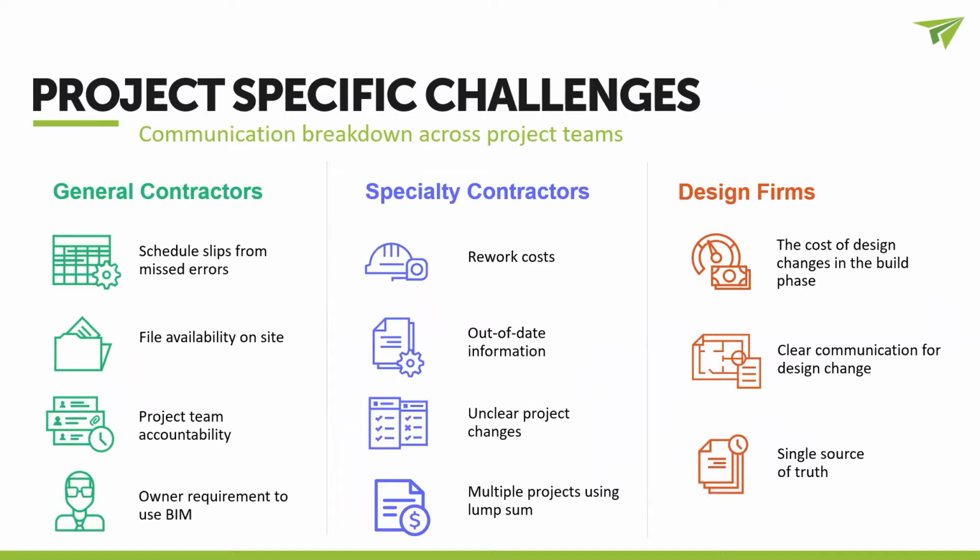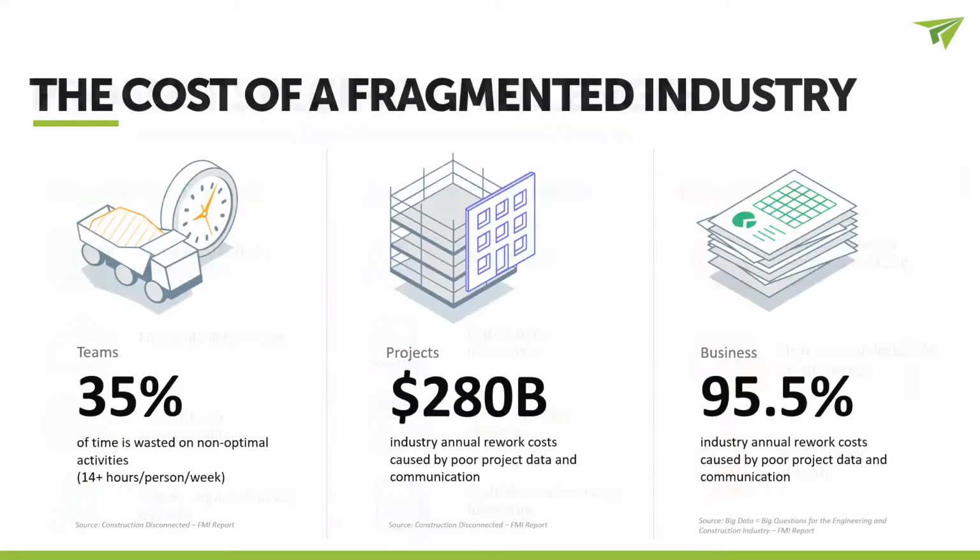Yeah, thanks, Kyle. All right, so project-specific challenges. Each firm type experiences pressures differently, basically from all of these broken communication lines, and oftentimes they experience them at different times. However, there is some commonality between them, and you'll see some of that in this list here: folks are struggling with file availability, things like rework costs, obviously out-of-date information, lack of accountability, and just overall unclear changes. Go to the next slide, Kyle.